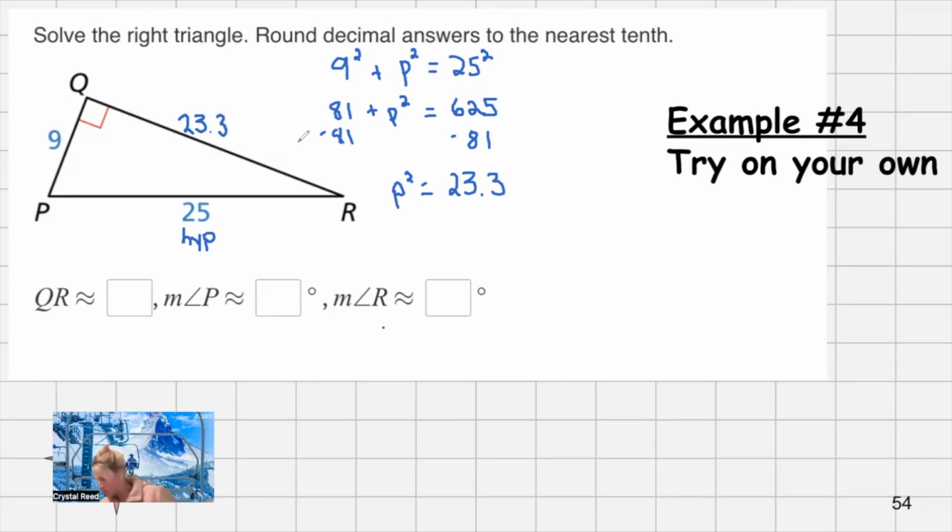Next up, so that's side QR, that's 23.3. So I'll go ahead and label this here. Okay, we're going to try to find angle P.